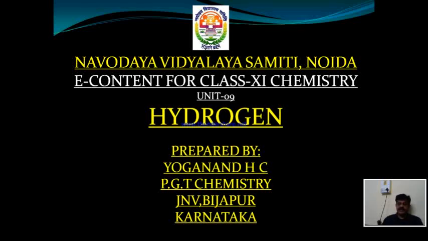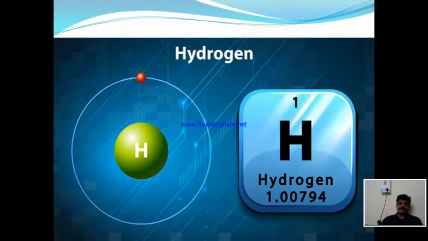Children, you are well aware that in the class 11th chemistry syllabus, the ninth unit is about hydrogen. In this unit, you are going to learn about hydrogen and its properties, methods of preparation of hydrogen in the laboratory as well as on large scale. Later on, you are going to learn about water and its properties, methods of softening of hard water, and at the end, you are going to learn about hydrogen peroxide, its structure and properties. But first, let us begin with hydrogen.